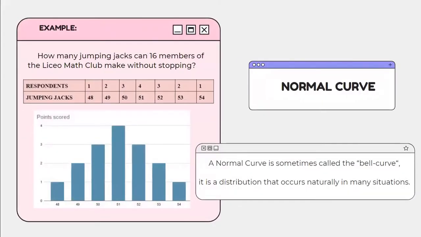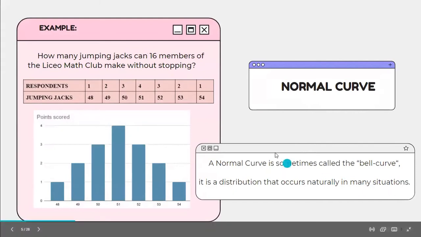One way of figuring out how data are distributed is to plot them in a graph. If the data is evenly distributed, you may come up with a normal curve. A normal curve is sometimes called the bell curve. It is a distribution that occurs naturally in many situations.